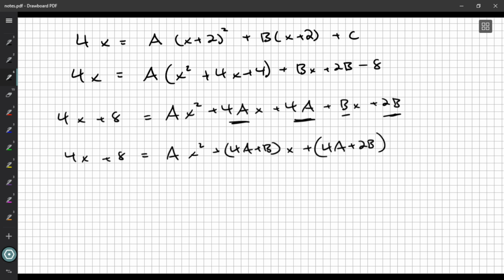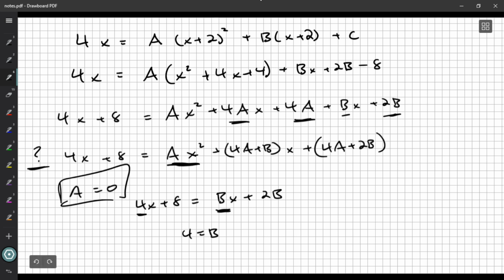Okay? But as I say, polynomials are only equal if their coefficients are equal. So that means they're the same number of x squareds over here as over here. Uh-oh. There aren't any x squareds. That's a quick way to see that A should be 0. Once we do that, well, 4A is just 0. We'll get Bx + 2B. 4x's should be the same as Bx's, and that's another way to see that B is equal to 4.